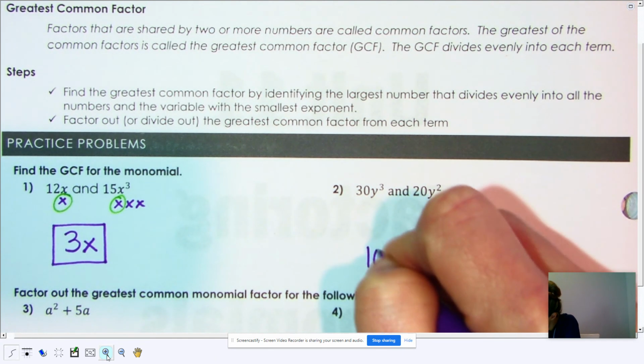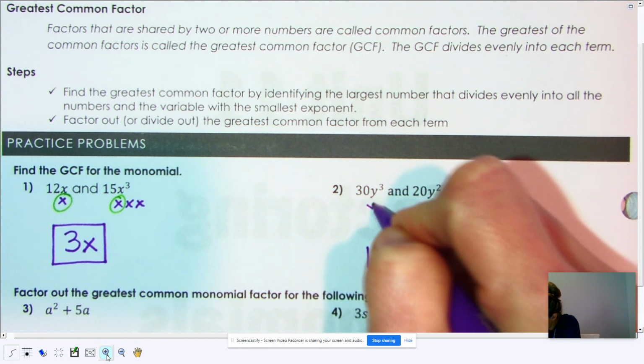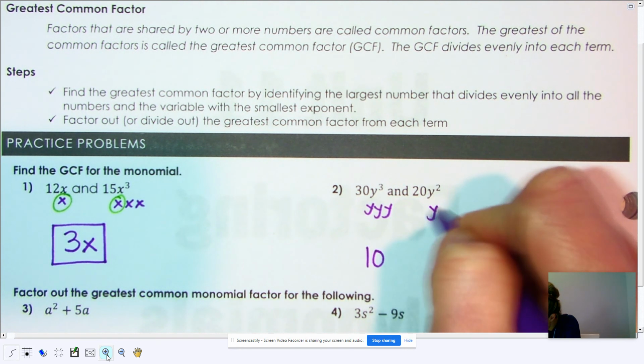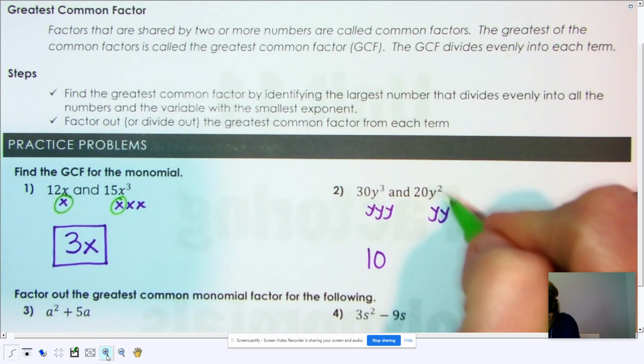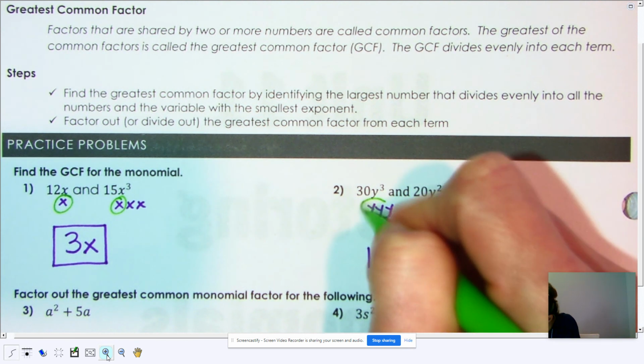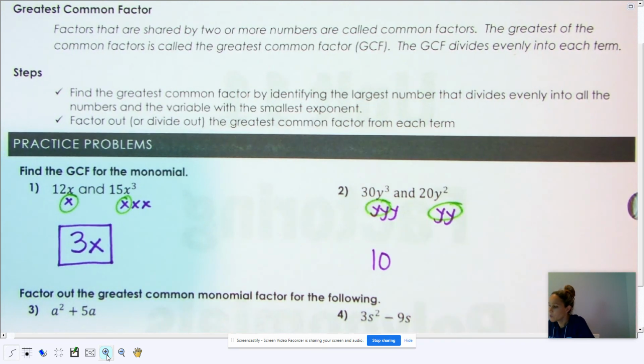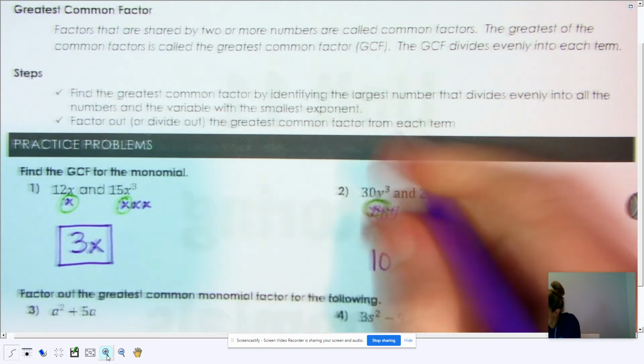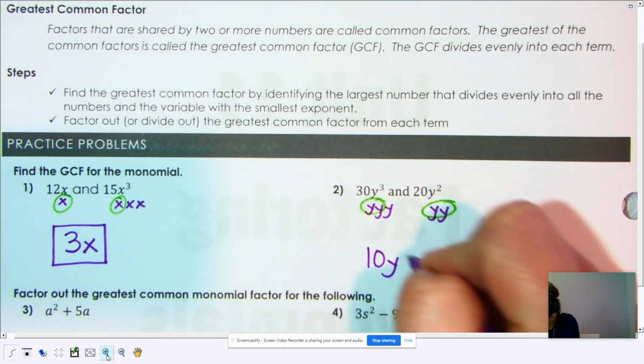So I'm gonna say I can pull out a 10, and then I'm gonna say there's 3 y's here and 2 y's here. So what is the most that they have in common? The greatest common factor would be 2 y's. So the way that we write 2 y's like that when they're multiplied is by y squared.